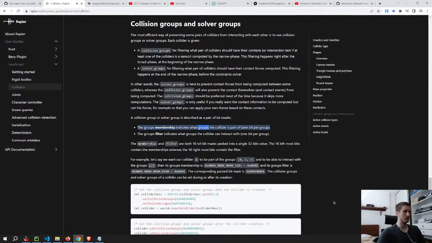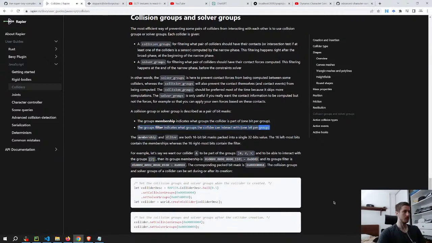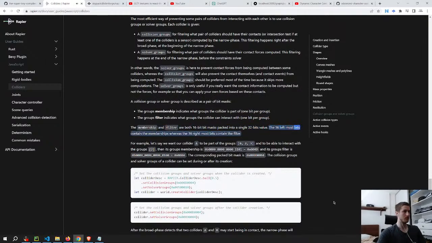A collision group or solver group is described as a pair of bit masks. The group's membership indicates what groups the collider is part of, one bit per group. The group's filter indicates what groups the collider interacts with, one bit per group. The membership and filter are both 16-bit masks packed into a single 32-bit value. The 16 leftmost bits contain the membership, whereas the 16 rightmost bits contain the filter.